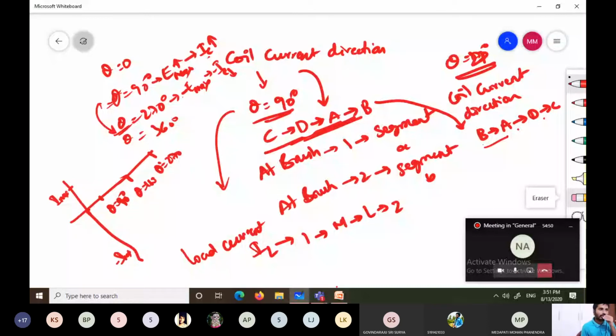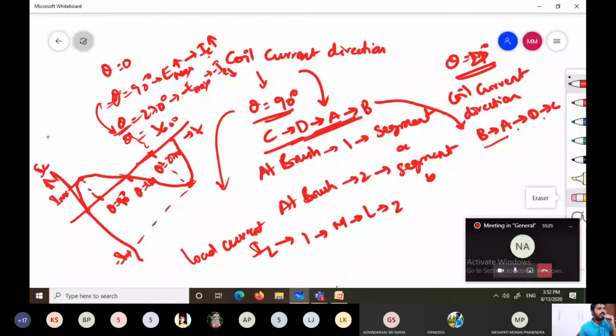Okay, so that means both the coil current directions are reversed. That means here also you are getting a sinusoidal current. So that means the coil current is also a sinusoidal one. From this figure you can say that this is the coil current. The coil current is nothing but the armature conductor current.